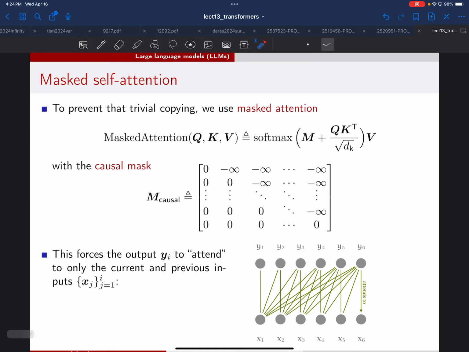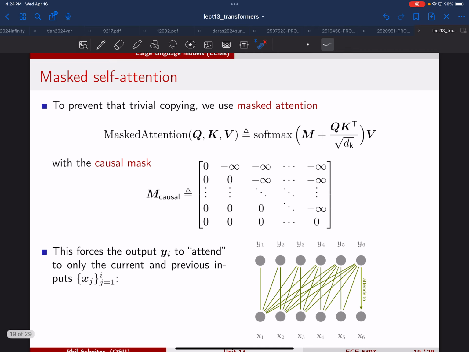The idea behind masked self-attention is, this is what we saw before for our basic self-attention layer, but now we're going to stick in this masking matrix that has zeros in the bottom left triangle, and the upper right triangle has minus infinities. If you remember, when you put a minus infinity into a softmax, that goes way to the left and it basically gives you zero output. So that's forcing a certain structure.